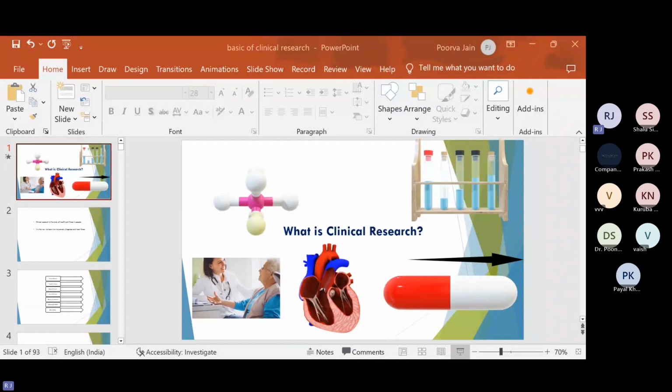One definition that I find profound is this: clinical research is the study of health and illness in people. Okay, it is the way we learn how to prevent, diagnose, and treat illness. So we are covering all the things, right? We are covering the prevention, we are covering the diagnosis, and we are covering the treatment.